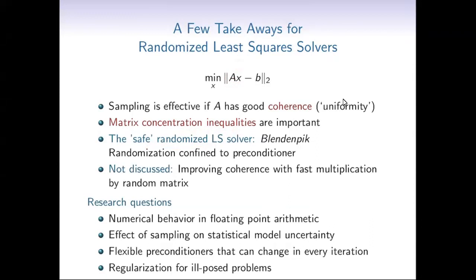We did not discuss improving the coherence of A with fast matrix multiplication by random FFTs, Hadamard matrices, or cosine transforms. And there are a number of research questions. The numerical behavior of randomized algorithms and floating point arithmetic is difficult because things are not reproducible. There's the effect of sampling on the statistical model uncertainty. We want flexible preconditioners that adapt to the problem and say change in every iteration when you have a least squares problem in the inner loop of an optimization problem. And then we also have to think about regularization for ill-posed problems.